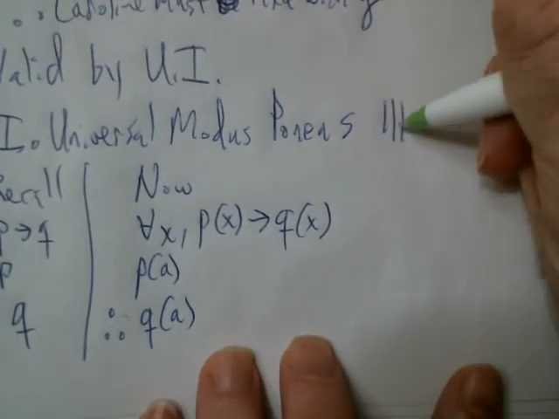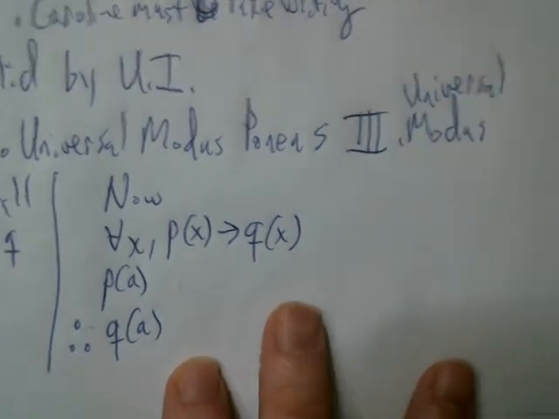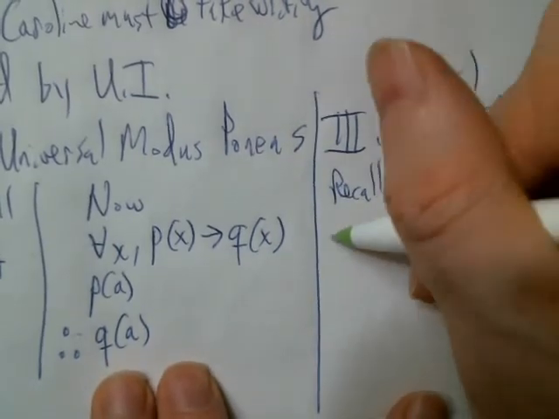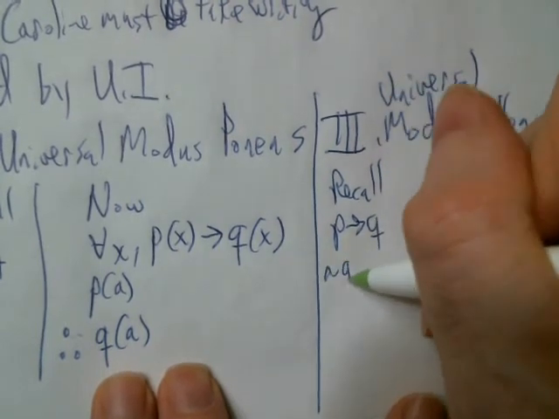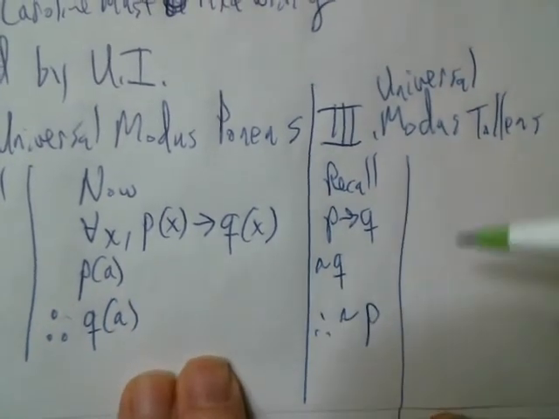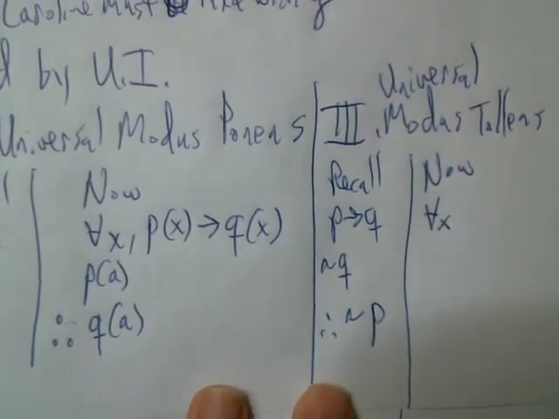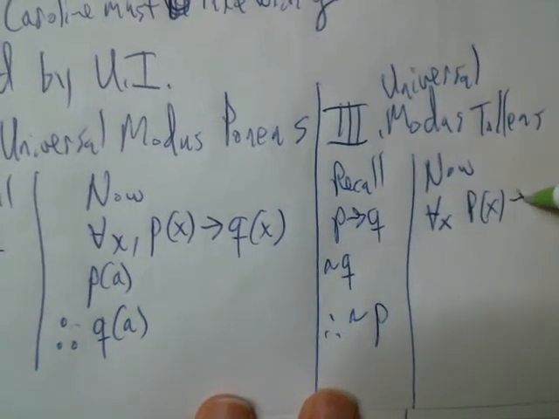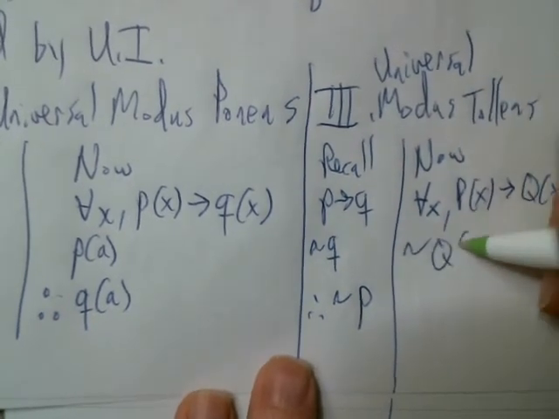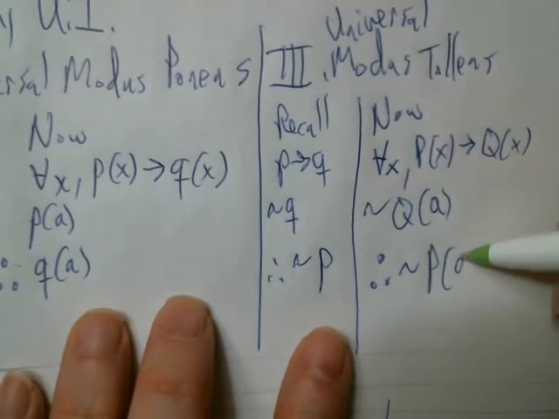Then universal modus tollens. Recall how that worked. If P, then Q, not Q, the conclusion then would be not P. So now what we'll do is just say, all right, universally, P of x implies Q of x. So in particular then, if somebody gives you not Q of some particular value A, you can conclude not P of A.